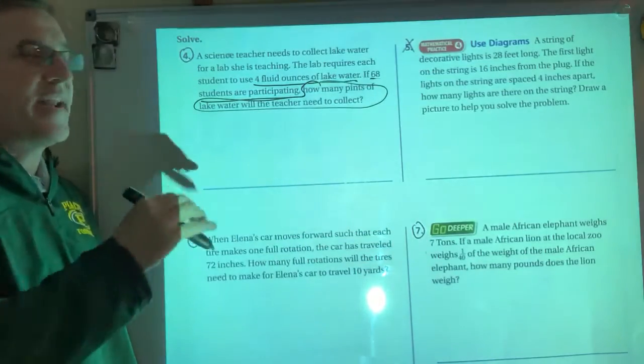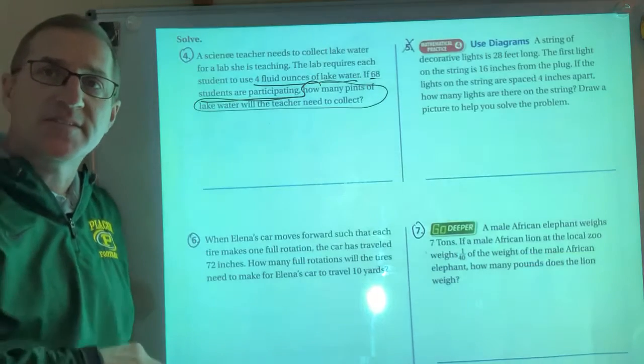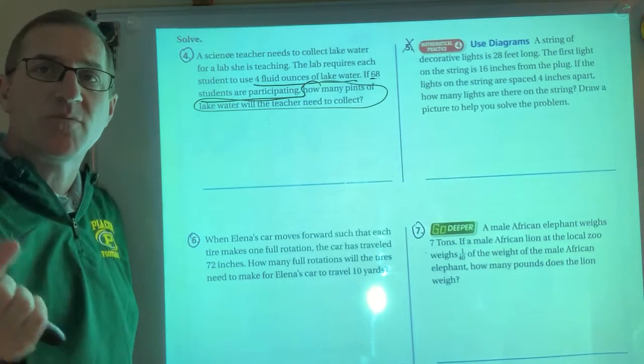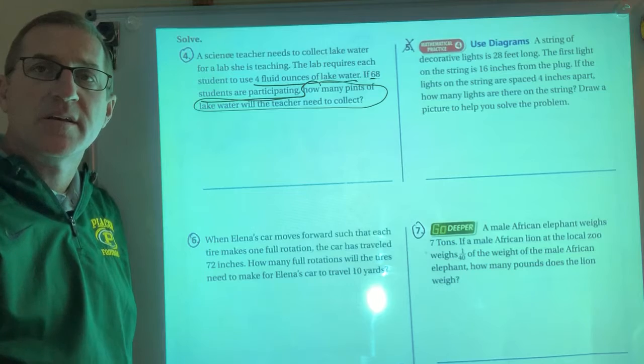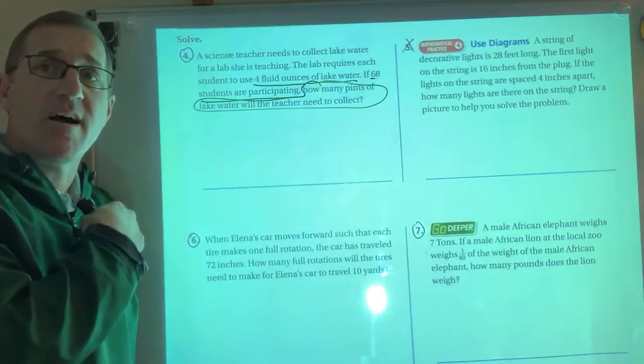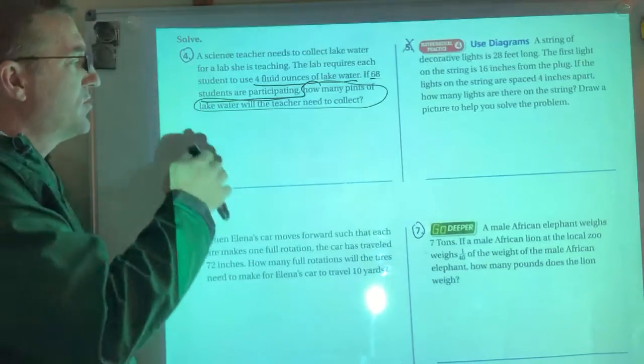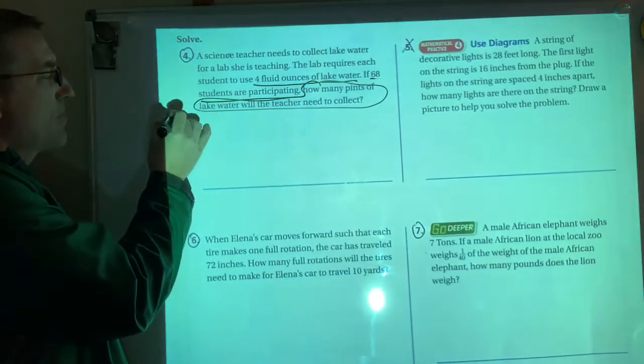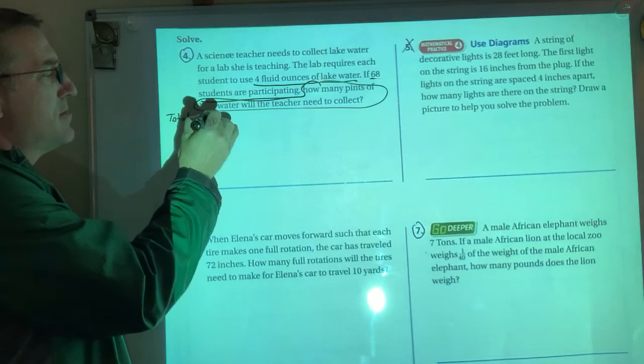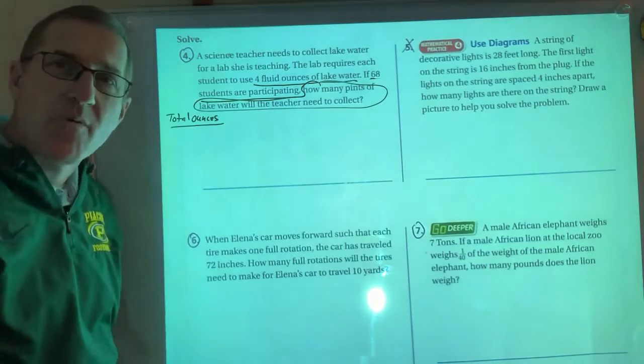So I've got to find out what first. I'm going ounces to pints. If I'm going ounces to pints, what do I need to know first? The question is how many pints. I've got to figure out first how many ounces I'm dealing with. So I'm going to go total ounces here. Okay, so how do I figure that out?